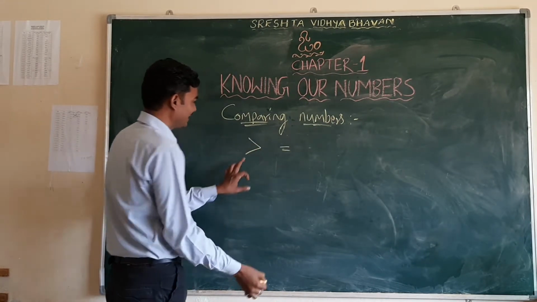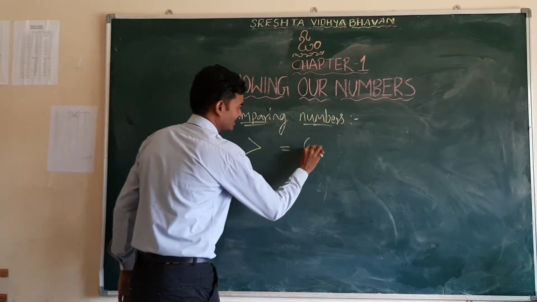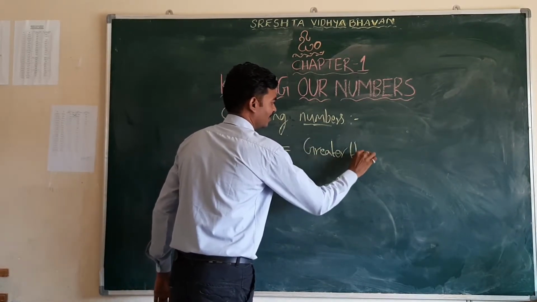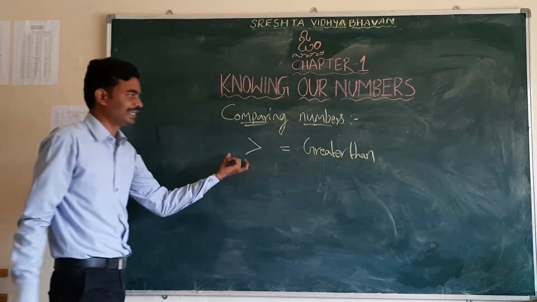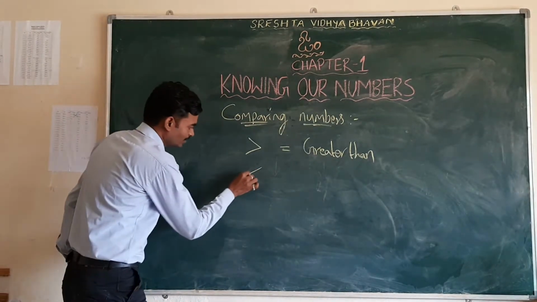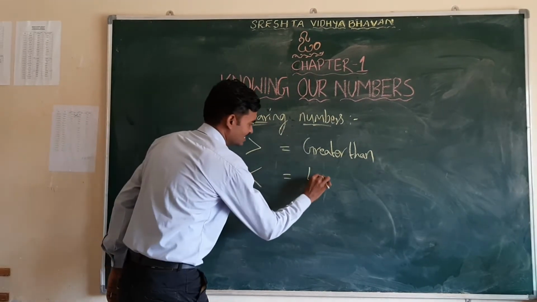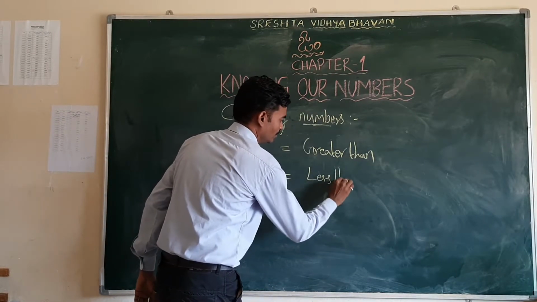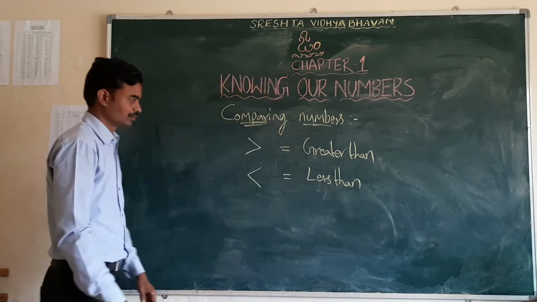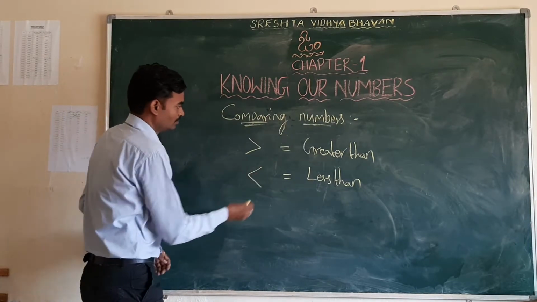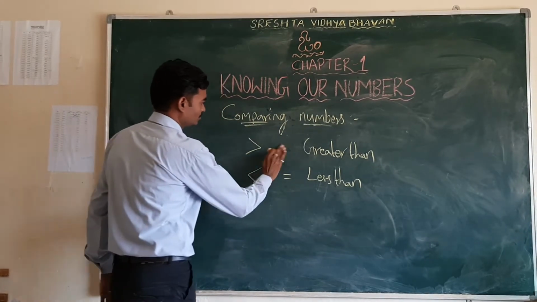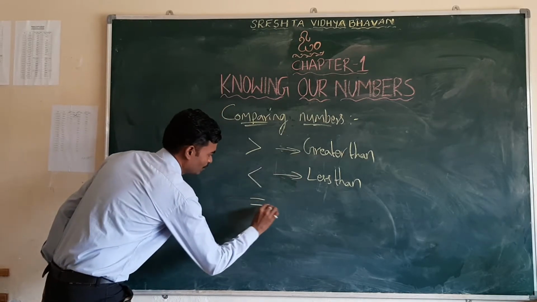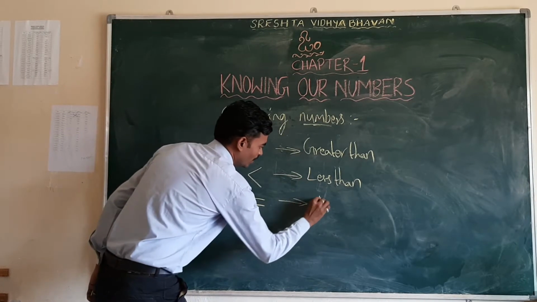Comparison symbols: this symbol indicates greater than, this symbol indicates less than, and equal to indicates equal.